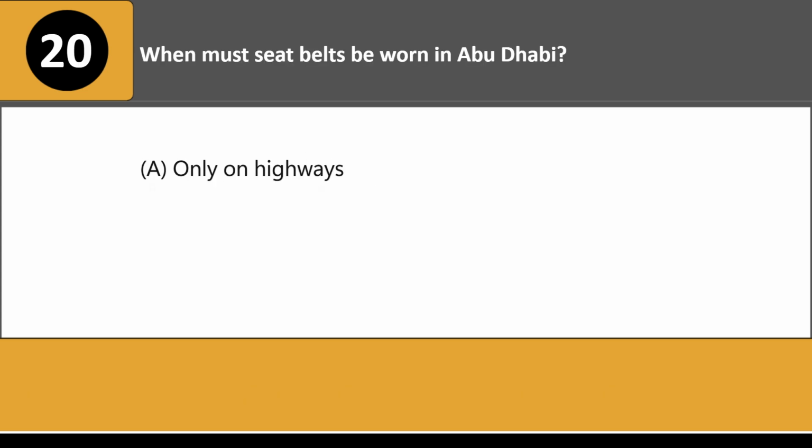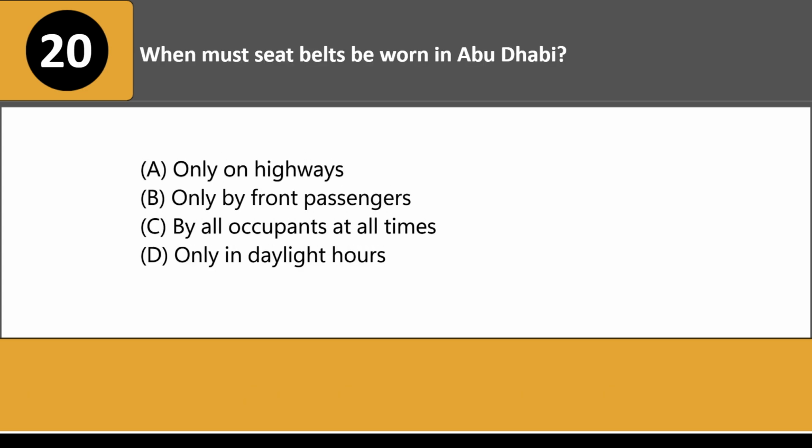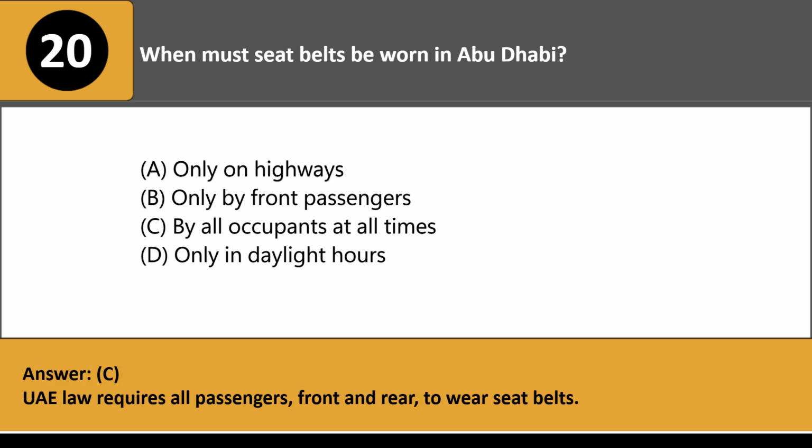When must seat belts be worn in Abu Dhabi? A. Only on highways. B. Only by front passengers. C. By all occupants at all times. D. Only in daylight hours. Answer: C. UAE law requires all passengers, front and rear, to wear seat belts.